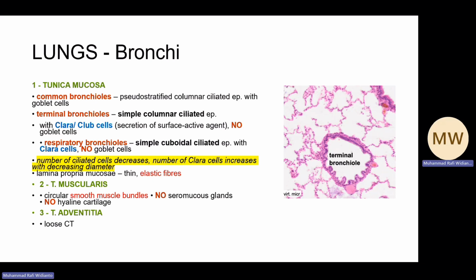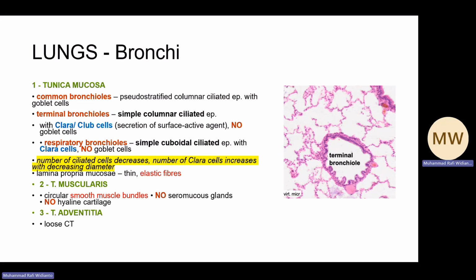And then the lamina propria mucosa is just a thin layer with elastic fibers. And just to recall, elastic fibers are produced by fibroblasts, and it mainly contains the two components, which are elastin and fibrillin. And then next, we also have the muscle layer, or tunica muscularis, and these are circular smooth muscle bundles. So they exhibit involuntary muscle contractions, for example, people with asthma. They do not contain any serous mucus glands, and they do not contain any hyaline cartilage.